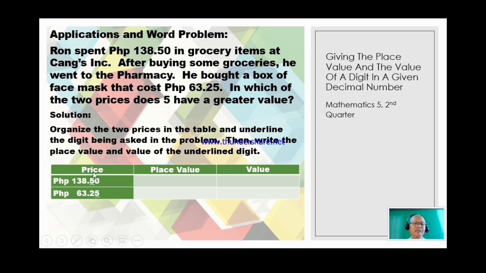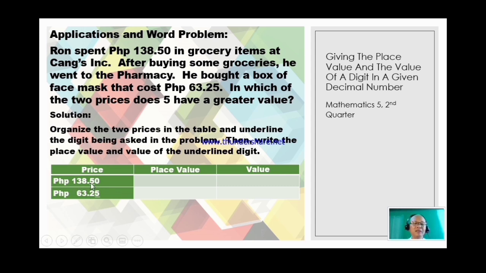Okay. So, our groceries, we have 138 pesos and 50 centavos. Our face mask, one box of face mask is 63 pesos and 25 centavos. The question: we have the digit 5 and digit 5. Which of these 5s has a greater value? Okay, so first we are going to write the place value.